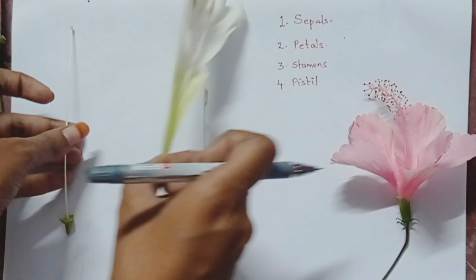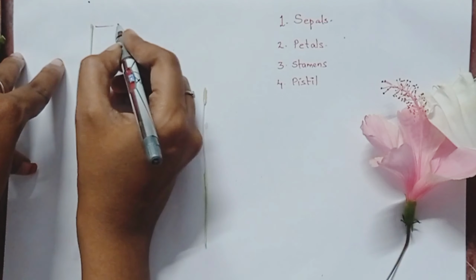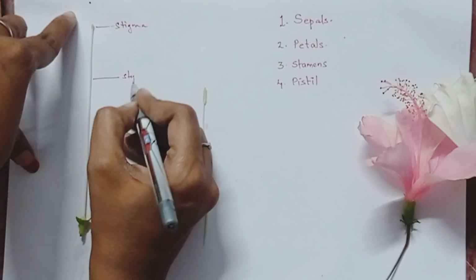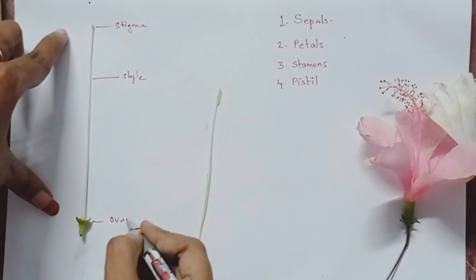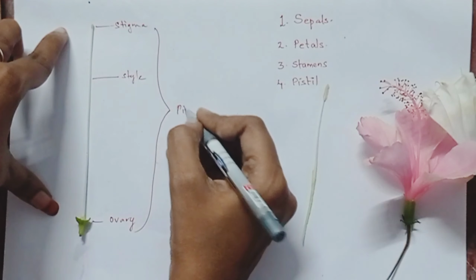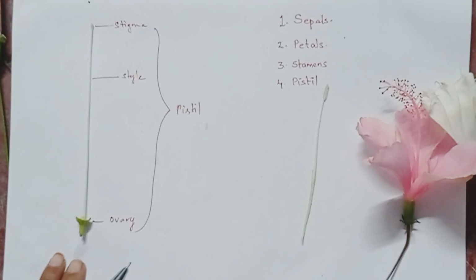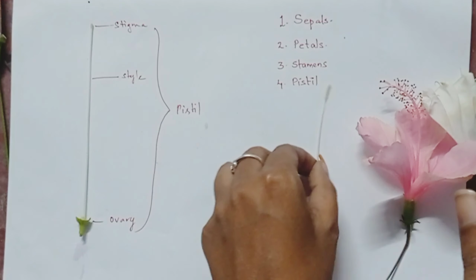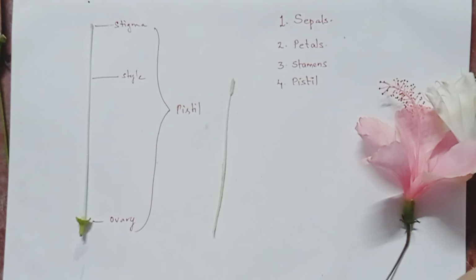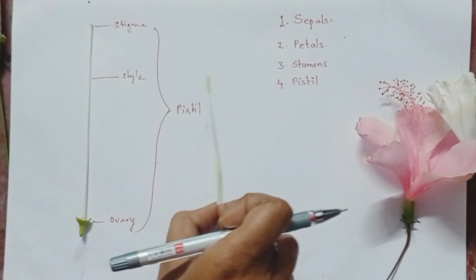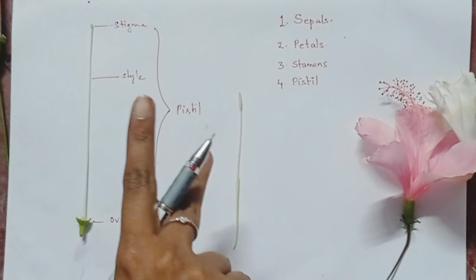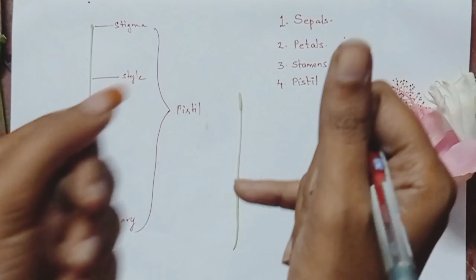So in the female reproductive part of a flower, we have a stigma, style, and ovary. If these 3 parts are together, we call it a pistil. So pistil is the female reproductive part of the flower, and stamens are the male reproductive parts. Some flowers will contain only one of these parts, either a female reproductive part or a male reproductive part.